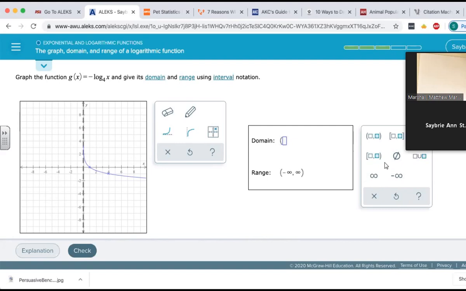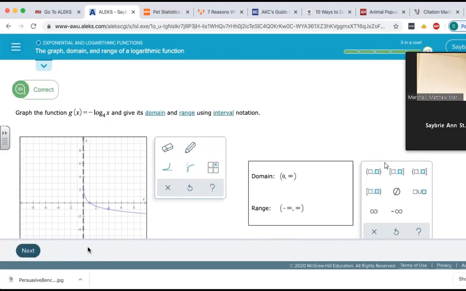From left to right. Looks like you got that dotted line not going through one. Looks like it's going through zero. Yeah, so zero. That should be it. I hope. Yay.